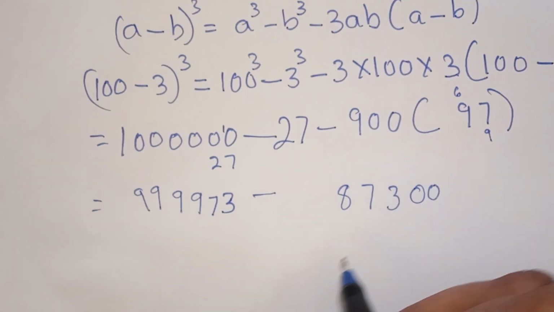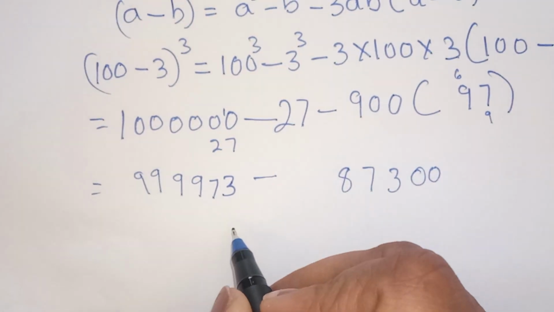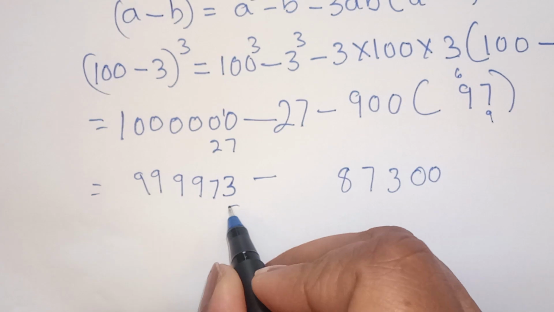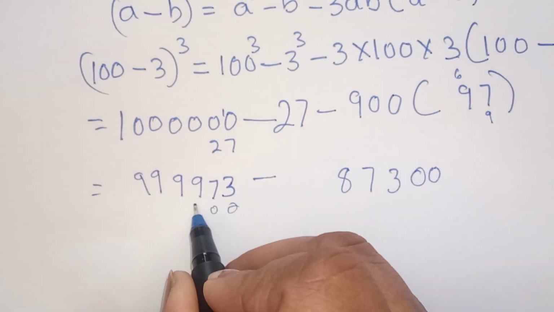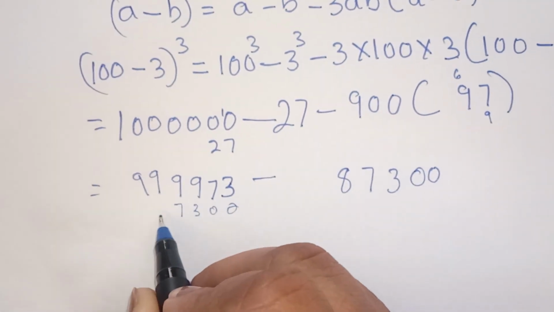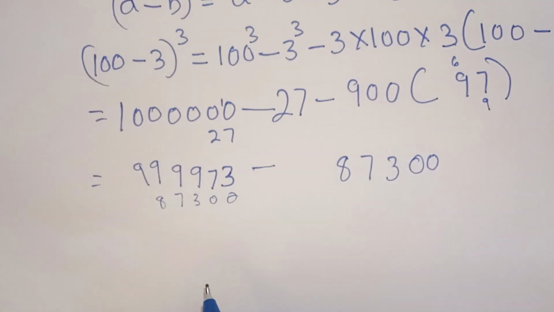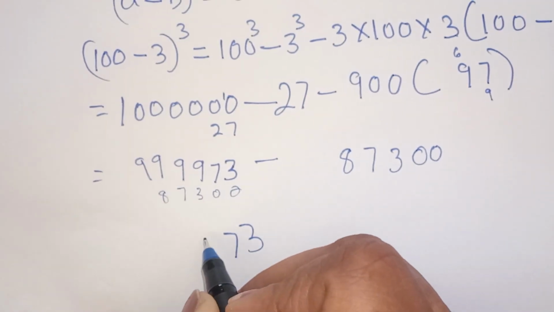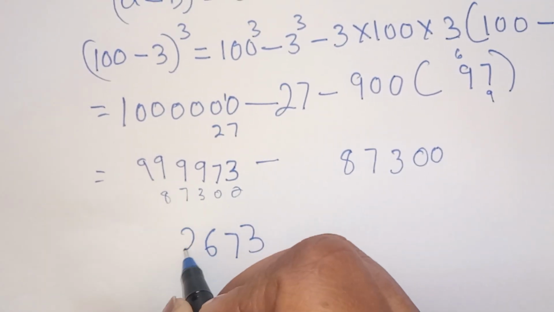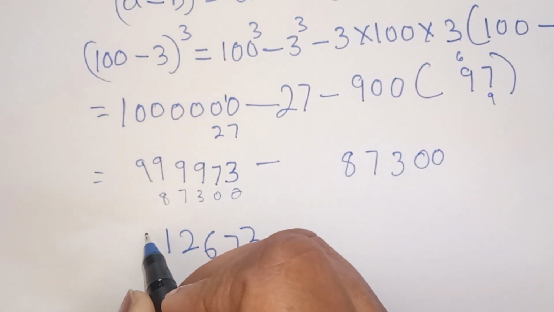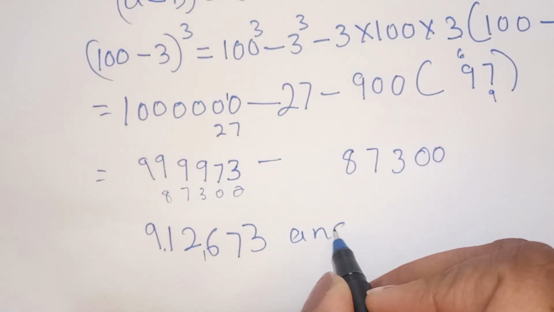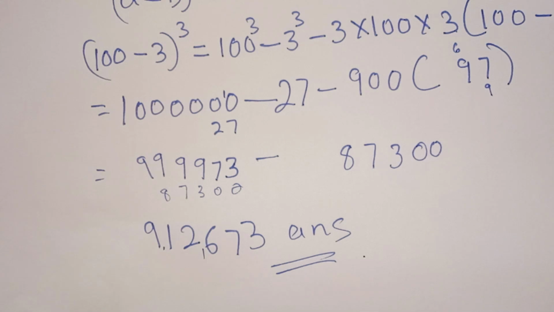Okay, so we're supposed to minus this from this one. So we say 0, 0, and 3, 7, and 8. Okay, 3, 7, 6, 2, 1, and 9. This is the answer.